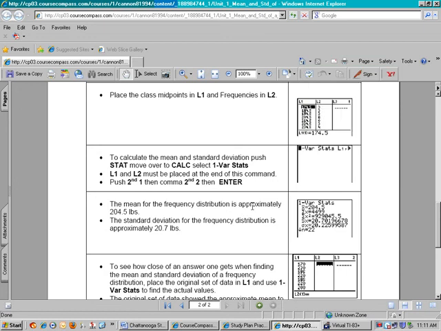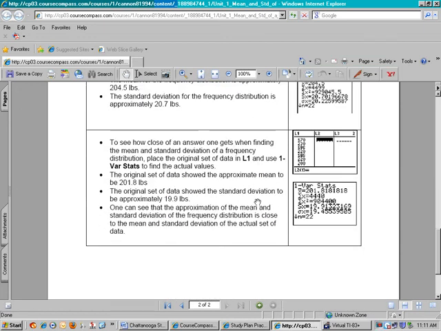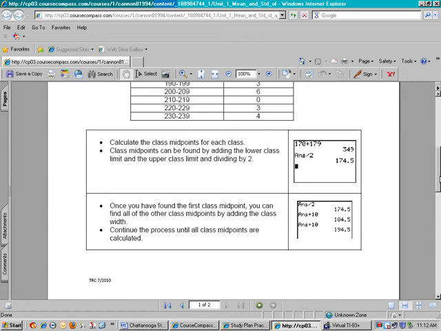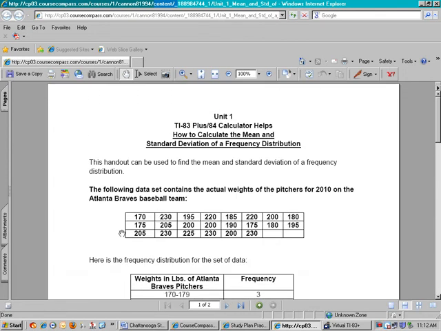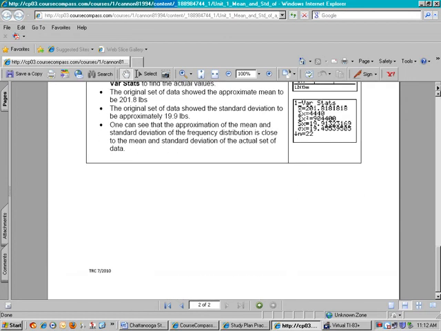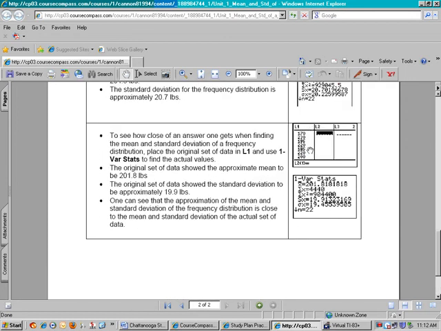We're using this one. Now notice in this, I went ahead and calculated the others to see how close of an answer you get. Okay, you could actually take the values that we had at the very top. If you go back to the very beginning of your handout, take the values that we have right here. We could take those and place them in the calculator in list 1 and list 2, and we could do one variable stats and push enter. And when we did, notice that is the actual mean and this is the actual standard deviation. So we're fairly close.